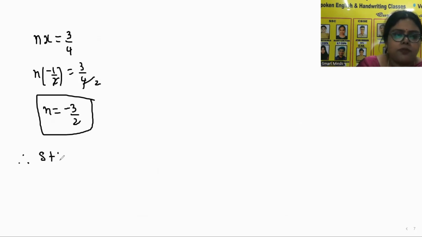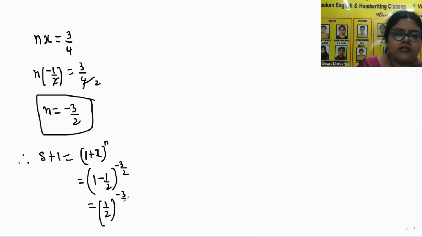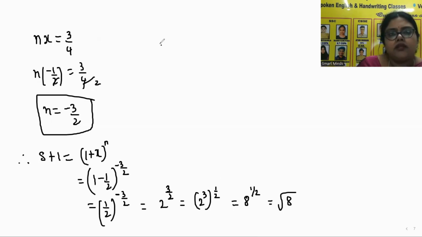Therefore, we got S plus 1 is equal to 1 plus x whole power n. So that will be 1 minus 1 by 2 whole power minus 3 by 2. That is 1 by 2 whole power minus 3 by 2, and that is equal to 2 power 3 by 2, because to remove the negative power, we need to take the reciprocal of the bracket. So that is equal to 2 cube whole power 1 by 2. 2 cube is 8, power 1 by 2, that can be written as root 8. So S plus 1 is equal to root 8. So S is equal to root 8 minus 1.